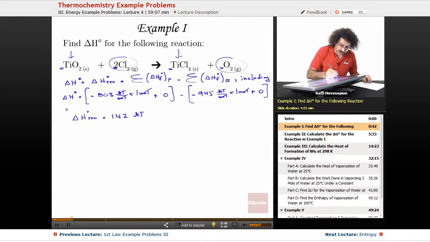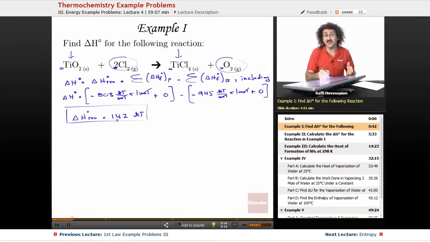So 142, there you go. That's it. So this is positive enthalpy, which means this is an endothermic reaction. In other words, in order for this reaction to go forward, it actually has to pull 142 kilojoules of heat from the surroundings. It has to go into the system. That's it.